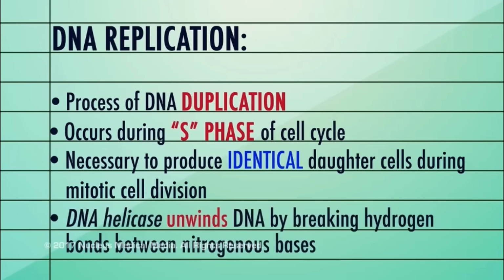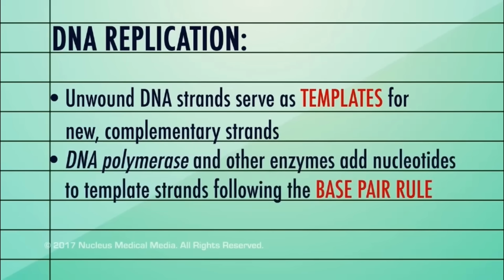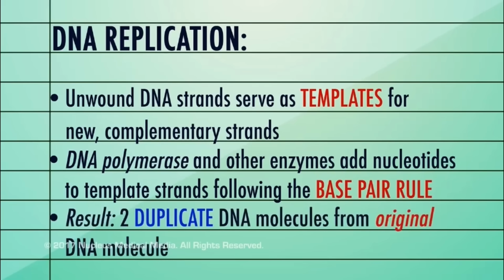At the beginning of replication, an enzyme called DNA helicase breaks the hydrogen bonds between nitrogenous bases and unwinds the DNA molecule. Each side of the original DNA molecule serves as a template for the creation of a new complementary strand of DNA. With the assistance of DNA polymerase and other enzymes, free nucleotides are added to the template strands following the base pair rule. The result of DNA replication is two identical duplicate DNA molecules from the original DNA molecule.